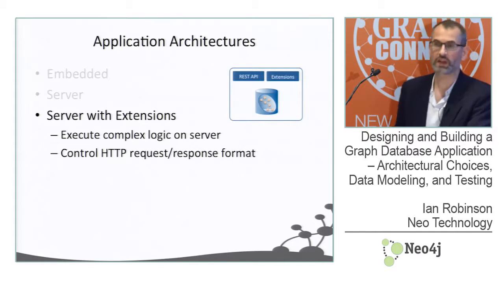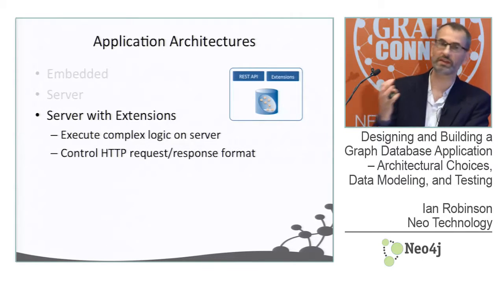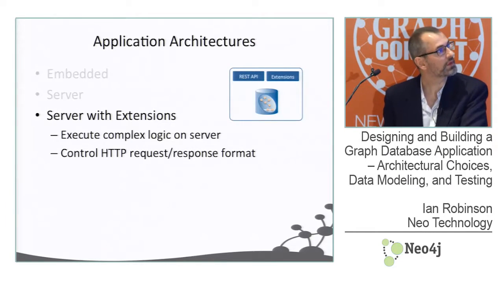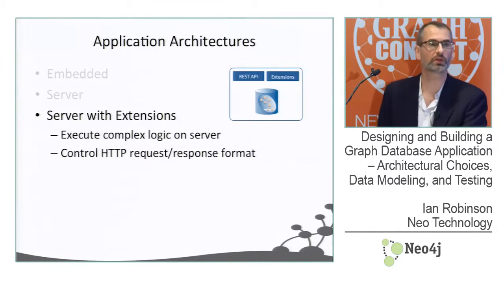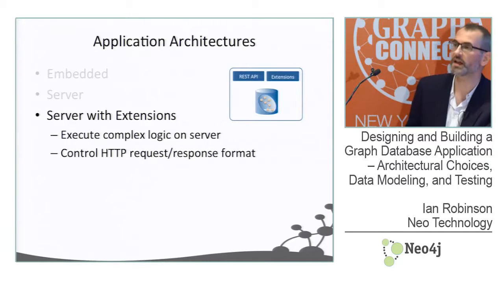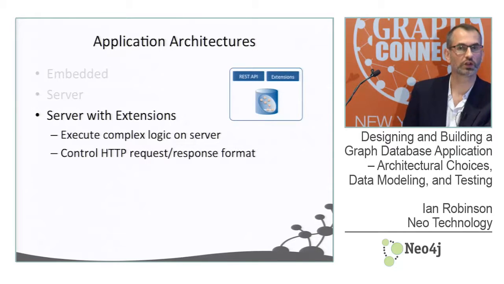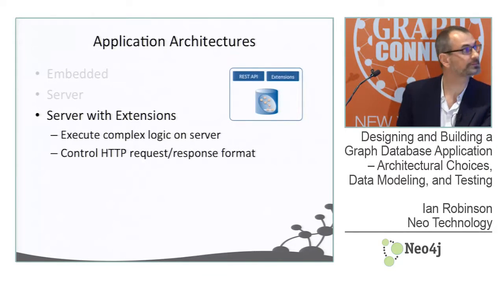And then finally, server with extensions, where you can write some additional code that sits inside the server that allows you to do arbitrarily complex operations, but also allows you to control the request and the response format. If you're running the vanilla REST API, then all of those documents being exchanged talk in terms of nodes and relationships and properties. But if you're writing an extension, you can actually control that response format and the request format. So the data you return might look far more like your domain, might talk more in terms of companies and users and skills. And you completely hide the fact that you're using a graph under the hood.